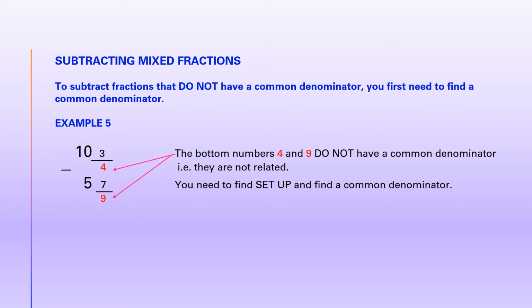Subtracting fractions with mixed fractions. 10 and 3/4, subtract 5 and 7/9. Again, the names of the fractions are different. We got quarters on top, we got 9ths at the bottom. So we need a common denominator.